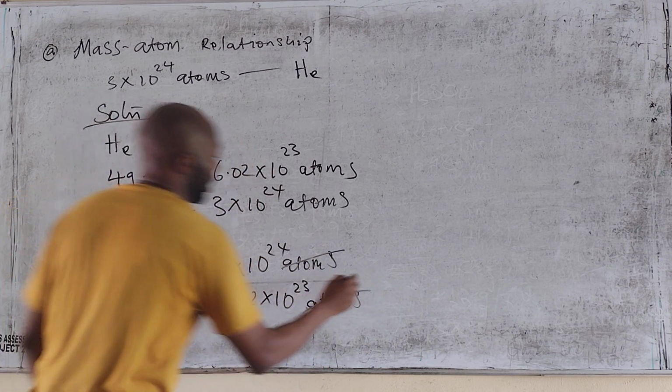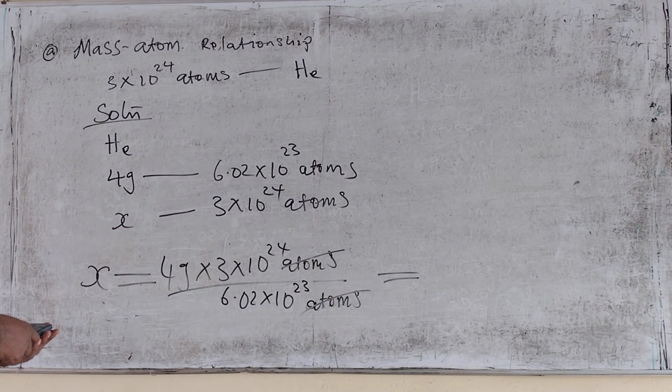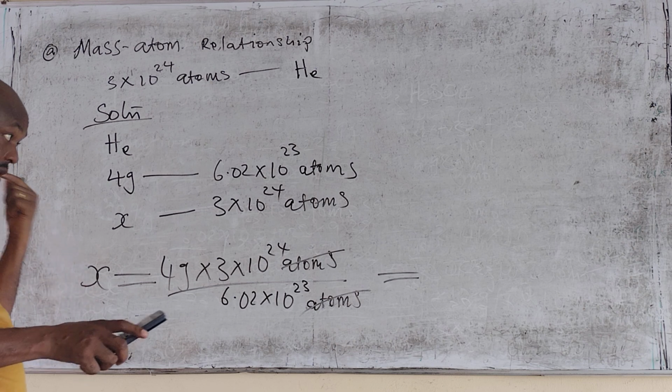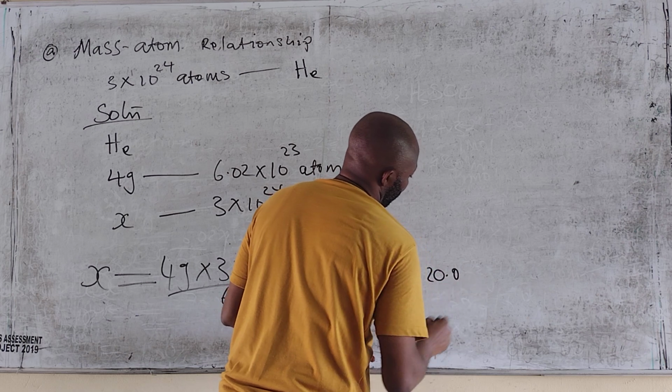Atoms will go, and this is equal to 4 times 3 times 10 raised to the power of 24 divided by 6.02 times 10 raised to the power of 23. That is 19.9, equivalently 20. So you see I call it 20.0 grams.